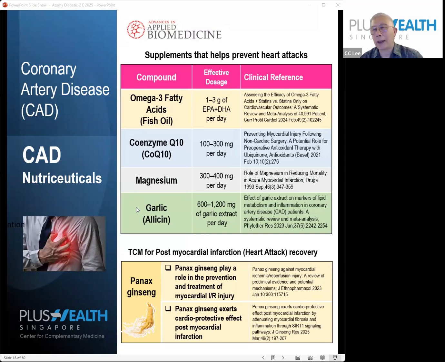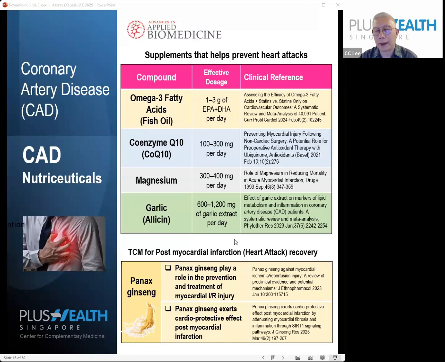Then followed by garlic. Garlic is more of a spice, but there are also supplements that are sold in the form of garlic extract. So if you are buying garlic extract, the effective dosage for you to take is normally 600 to 1,200 milligrams. All right. So these are the beneficial compounds for people who have a high risk of heart attack. You can take these compounds as supplemental provision for you to reduce the risk of having a heart attack, right?